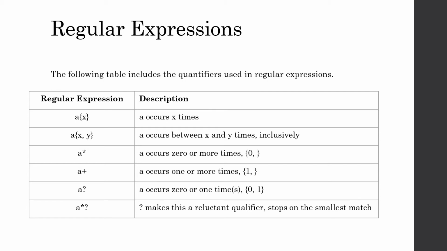Alternatively, if we use the question mark after one of these other quantifiers, so in this case we're doing A, and then a star, and then a question mark. In this case, the question mark is used to refer to what is known as a reluctant qualifier, which means that it's going to stop on the smallest match. So in this sense, it's reluctant in the same way that a lot of people are reluctant about working, where they will just do the bare minimum and then just stop there. So in this case, it's just going to match on whatever the smallest possible sequence of characters it could find happens to be, and then it will stop there.